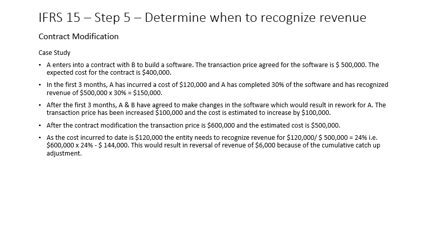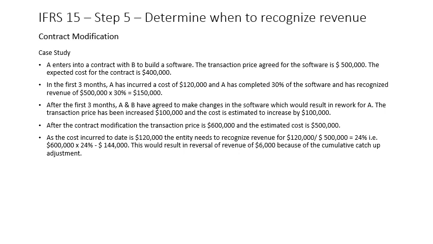A enters into a contract with B to build a software. The transaction price agreed for this software is $500,000. The expected cost to be incurred is $400,000. In the first 3 months, A has incurred a cost of $120,000. That is, A has completed 30% of the software and has recognized a revenue of $500,000 into 30%, that is $150,000.